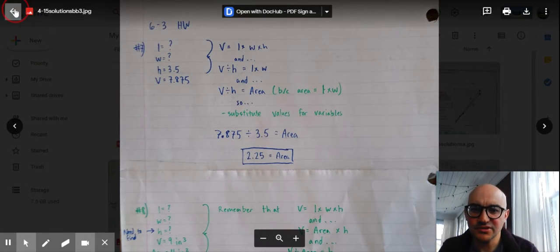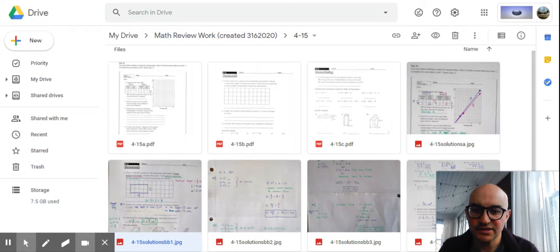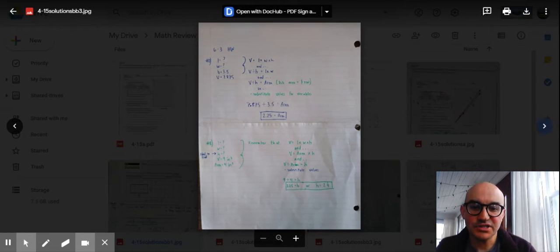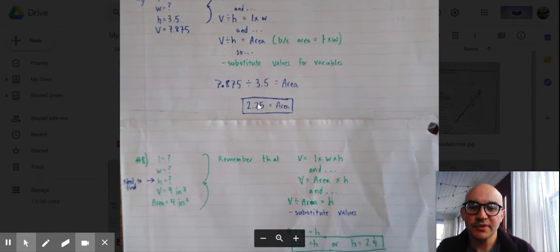I don't know exactly what this was measured in. Let's take a quick look. Whoops. Meters squared, 2.25 meters squared for number 7, excuse me. And then number 8, very similar strategy, a little bit different of a problem, but really similar strategy here.